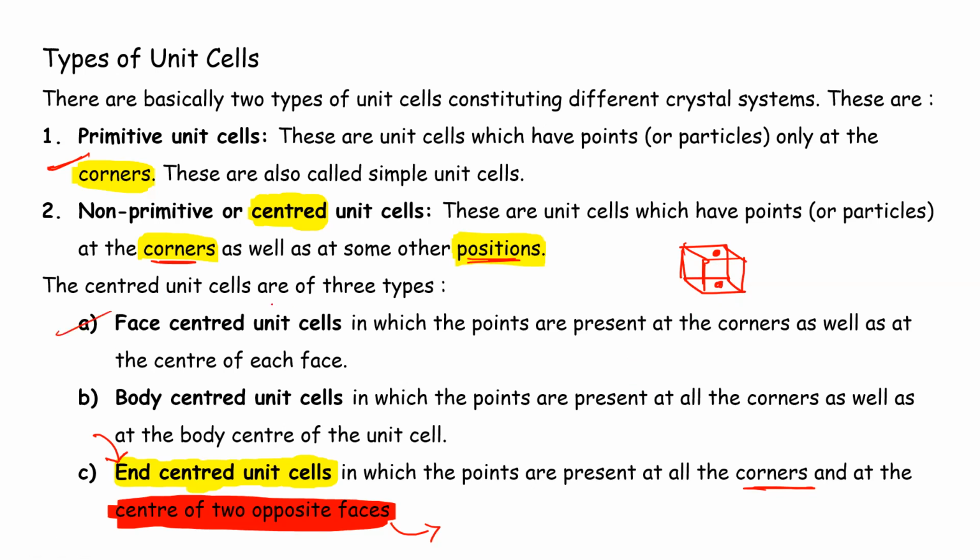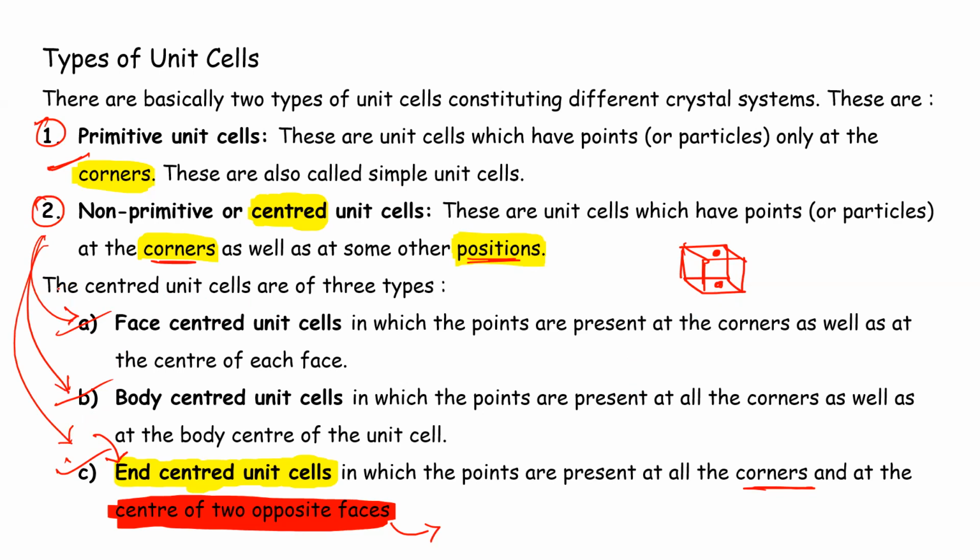Face centered: atoms at all the corners and all the face centers. Body centered: atoms at all the corners and the body center. End centered: atoms at all the corners and the two opposite faces. So primitive is only at corners, non-primitive is corners and other places, and in non-primitive you have three types. All of you clear? Yes or no? Please tell me. Any doubt in these three?